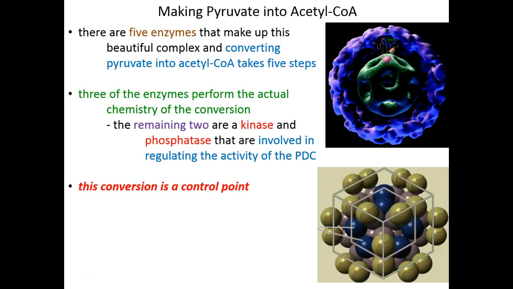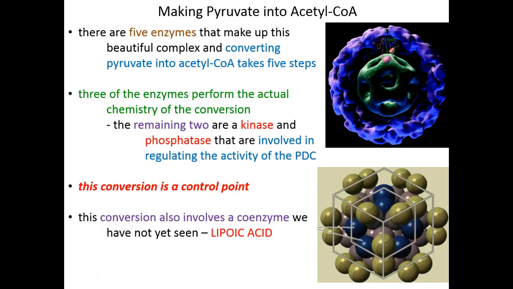So that leads us to realizing that the conversion of pyruvate into acetyl-CoA, the action of the PDC itself, is a control point in glucose metabolism. We can turn metabolism up or down. We can increase or decrease our ATP production by regulating the activity of the PDC.